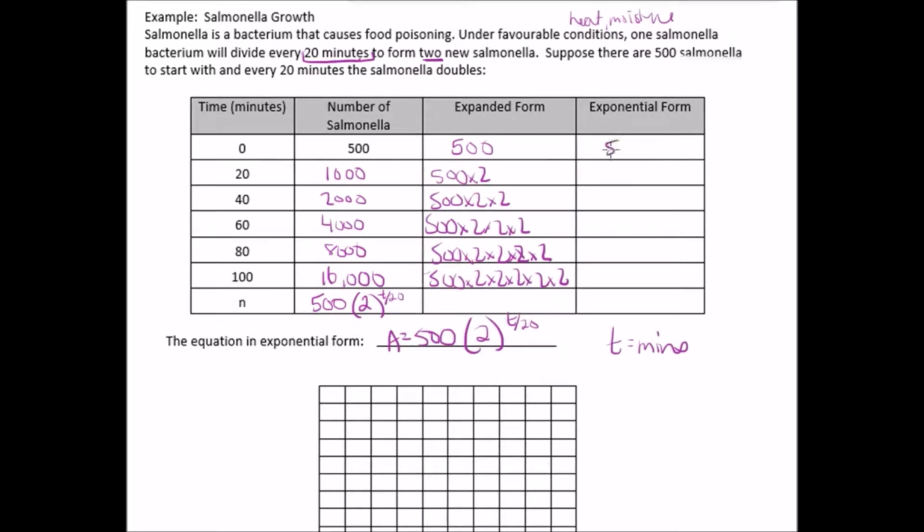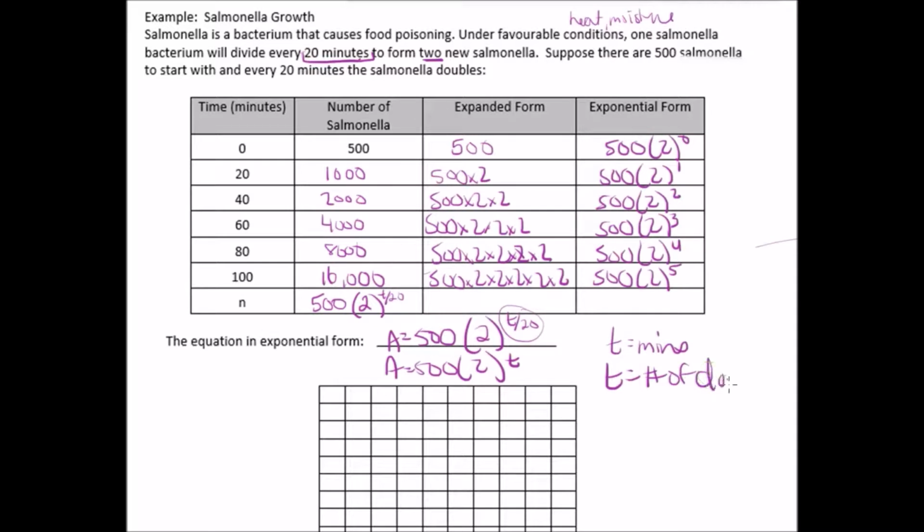So the exponential form, 500 times 2 to the 0. 500 times 2 to the 1, doubled once. 500 now doubles twice. 500 now doubles 3 times. 500 now doubles 4 times. 500 now doubles 5 times. So we can either do T over 20, or we can simply call T the number of doubling periods.